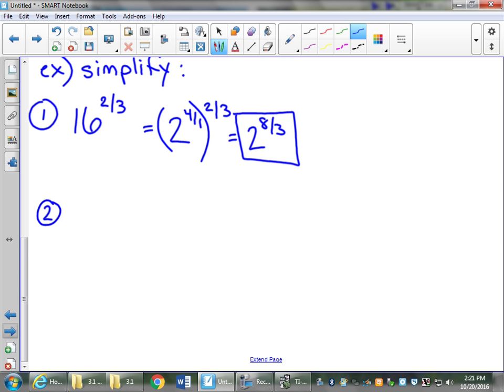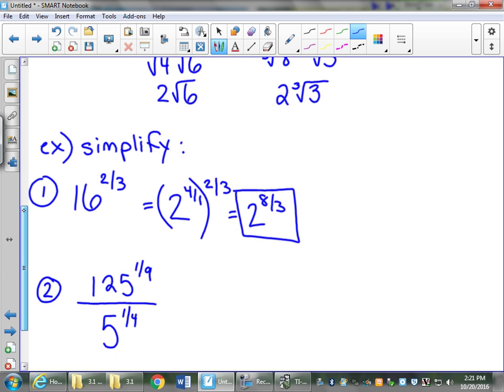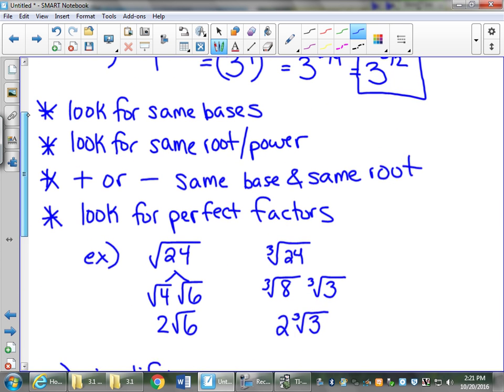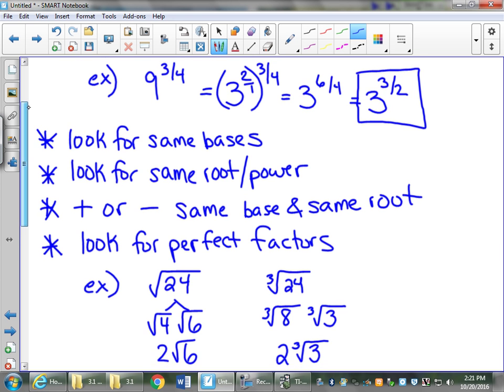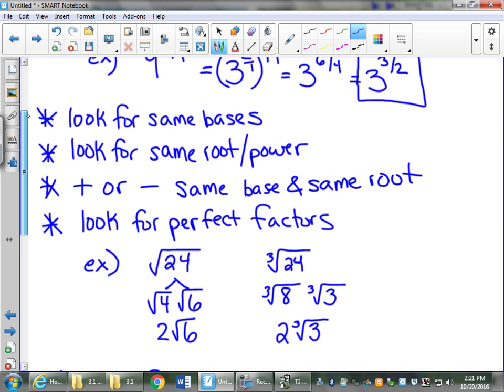All right, last one for today. 125 to the 1/9 over 5 to the 1/4. So if I look at our list, keep in mind we have the low base, same root, adding and subtracting, and perfect factors.